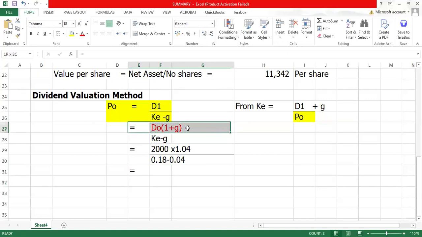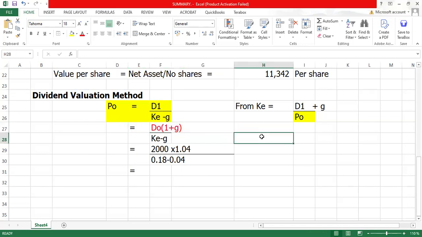What you're doing here, you are actually trying to convert D note to D1, because ideally D1 is equal to D note into 1 plus G. You get it? So whatever you're doing here, you're trying to convert D note to D1, to get the future dividend.